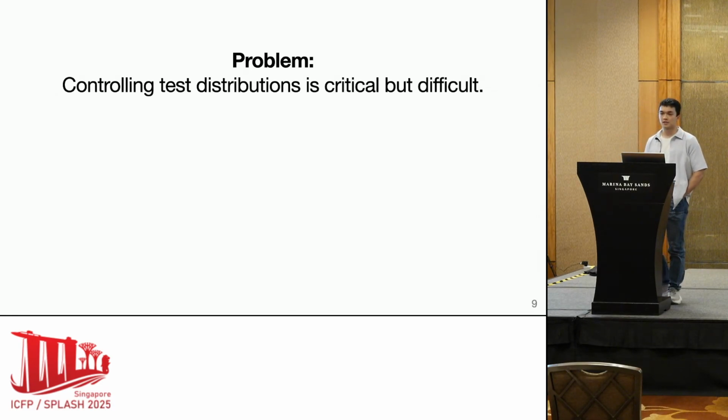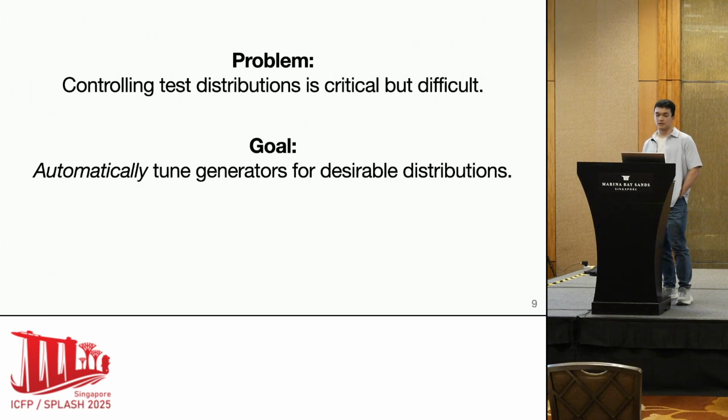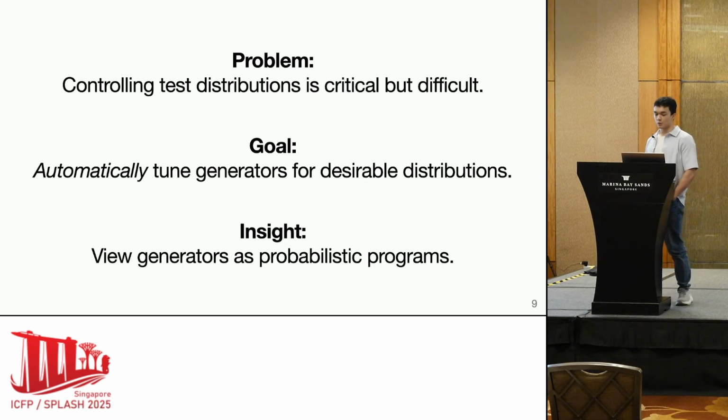And our proposal is to instead automatically tune our generators for desirable distributions. And to do this, we view generators as probabilistic programs. And this is useful because the probabilistic programming community has developed many techniques to reason about the distributions of probabilistic programs. So we can use these techniques to tune our generators.